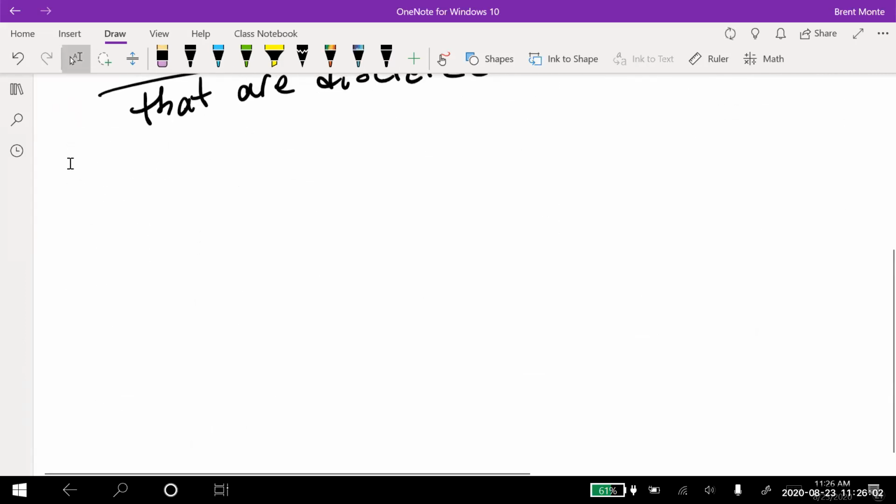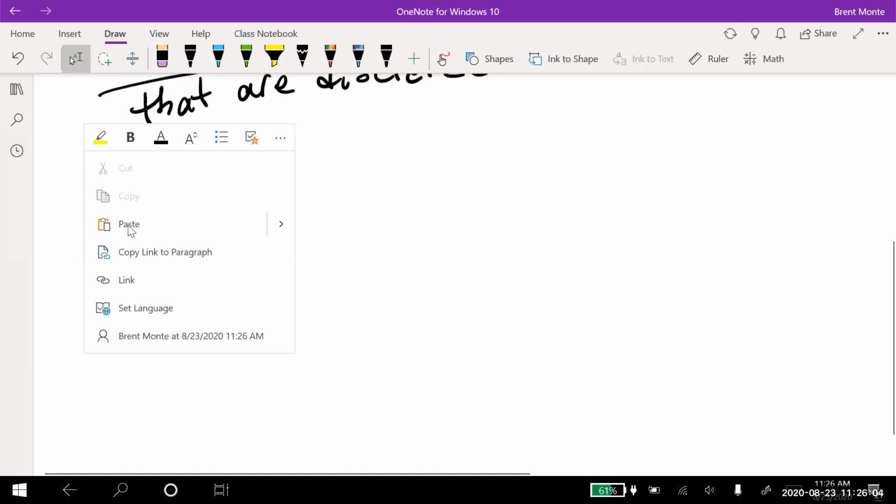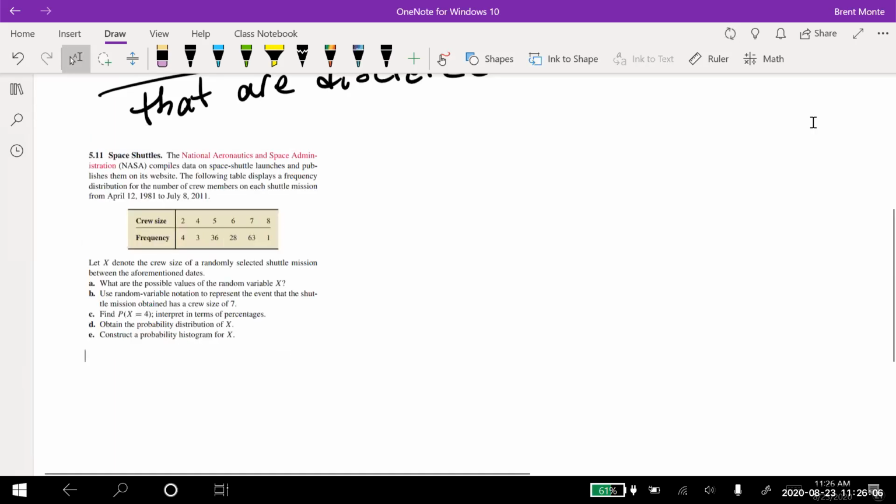Let's do an example that we have from the book. So this is problem 5.11. It's called Space Shuttles. It says the National Aeronautics and Space Administration, NASA, compiles data on space shuttle launches and publishes them on its website. The following table displays a frequency distribution for the number of crew members on each shuttle mission from April 12th, 1981 to July 8th, 2011. So notice crew size is going to be a discrete random variable.